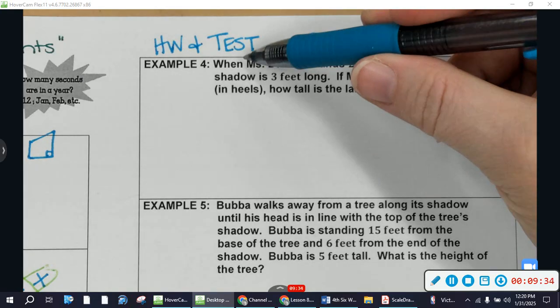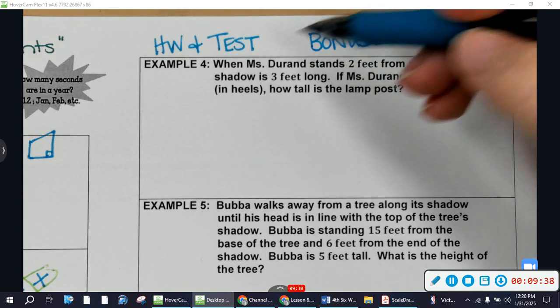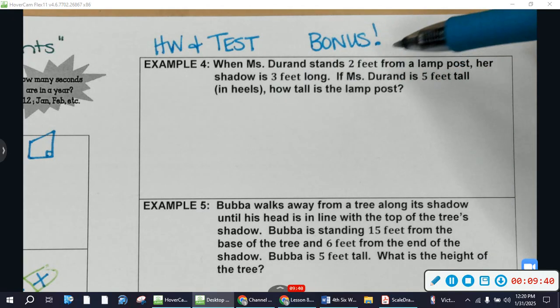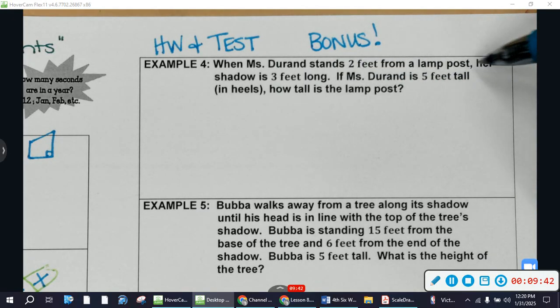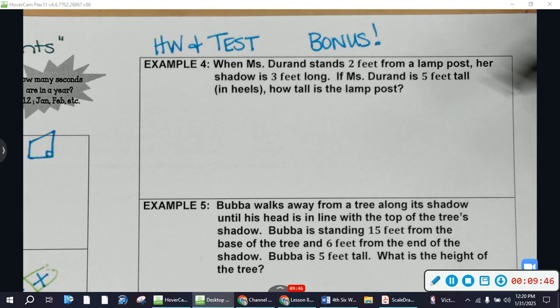So here is me. When Miss Duran stands 2 feet from a lamppost, her shadow is 3 feet long. And if I am 5 feet tall in heels, then how tall is the lamp? So, Miss Duran, let's see.